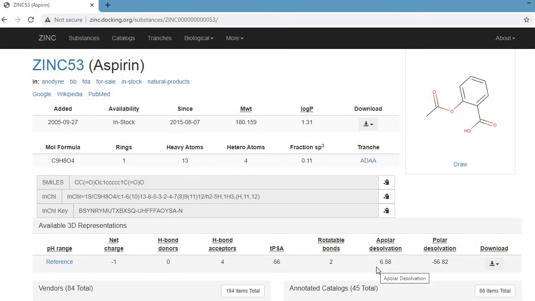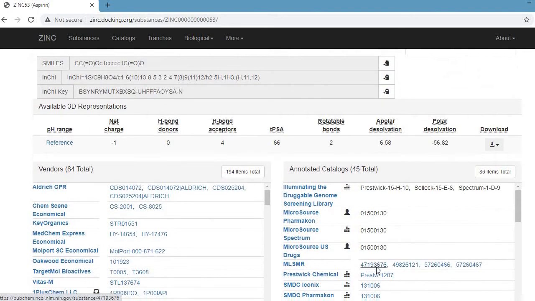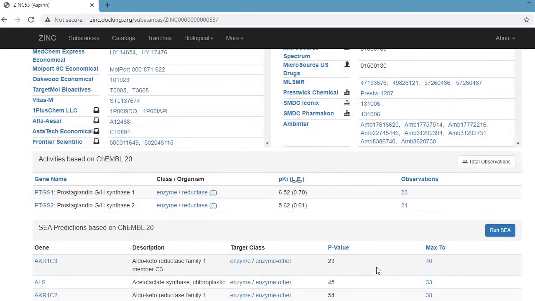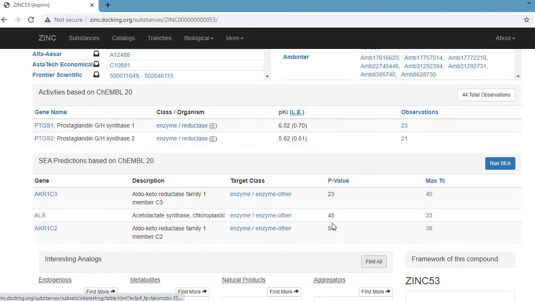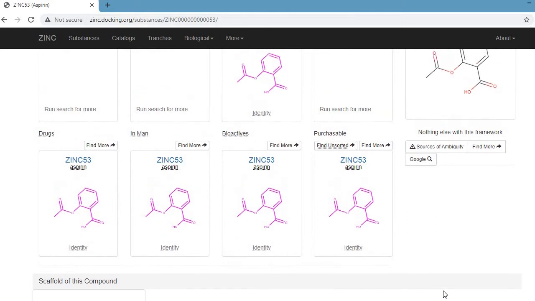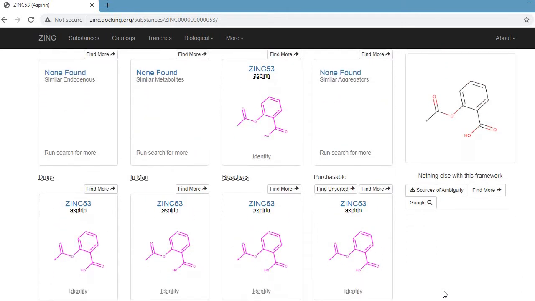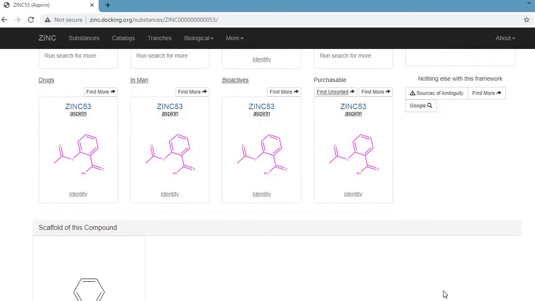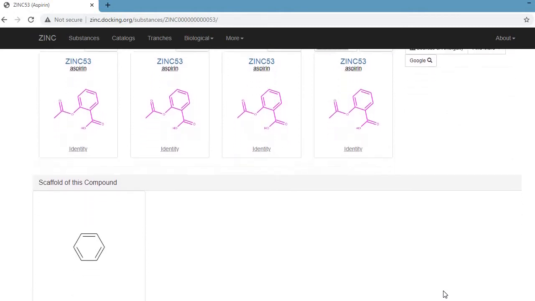Now what other information? Here are the different enzymes, target classes of enzymes on which aspirin can bind for docking. You can choose any enzyme, having details here. Then these are the different analogs of aspirin. So you can also go for details of analogs of different aspirin.